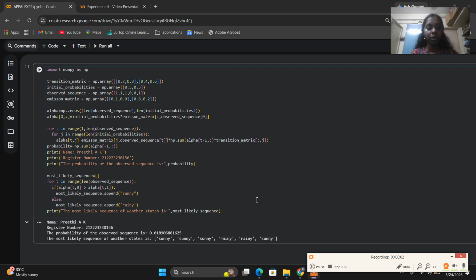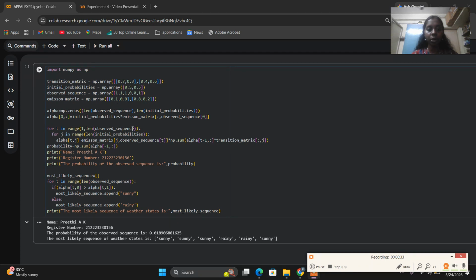Hello everyone. So today I will be explaining the implementation of hidden Markov model using an experiment. The objective of this experiment is to implement hidden Markov model using NumPy and Python. Our main goal is to compute the probability of the observed sequence using the forward algorithm and to understand how the hidden states influence the observable outcomes. And using that, we are predicting the most likely sequence of hidden states with the help of the given observations.